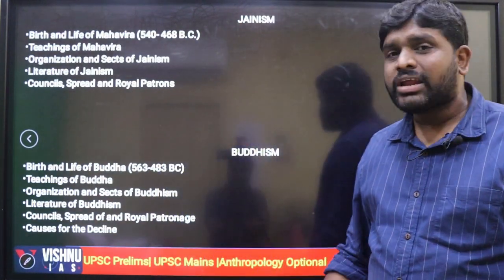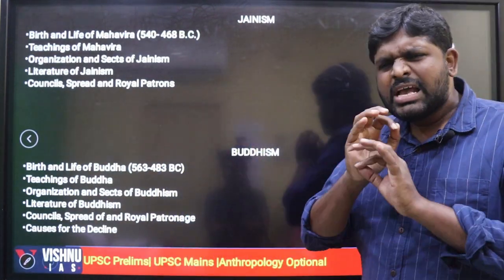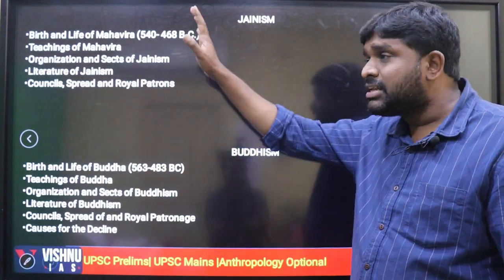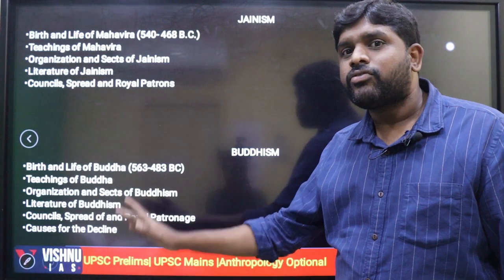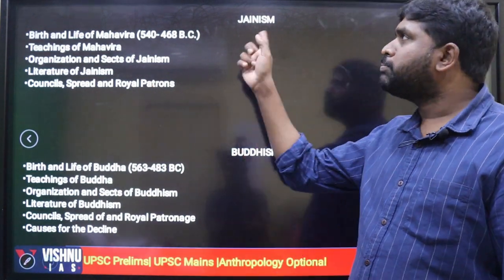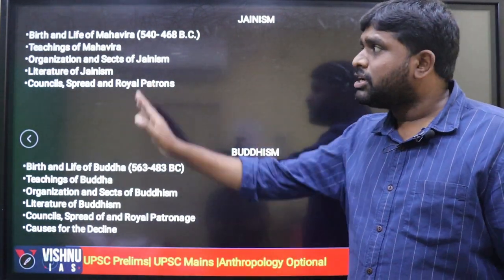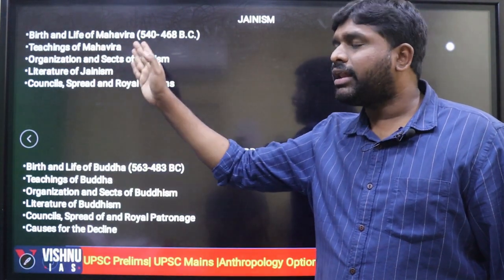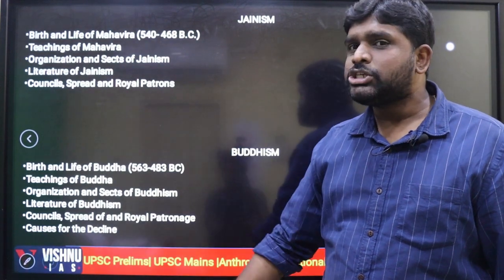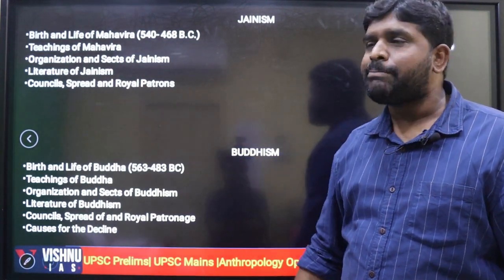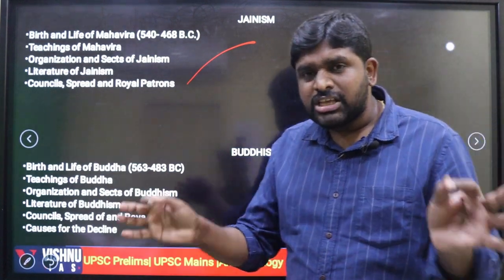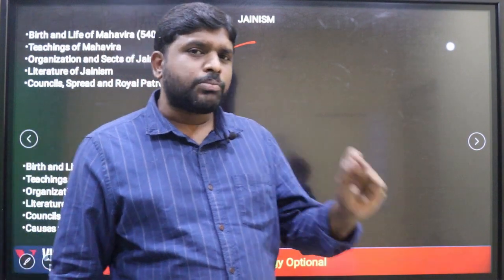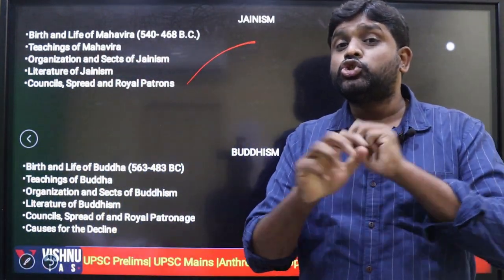The next topic in ancient India is Jainism and Buddhism. Compulsory expected question. That is the reason I put it in a single slide. Jainism: birth and life of Mahavira, teachings of Mahavira, organization and sects of Jainism, literature of Jainism, councils, spread and royal patrons. Everything about Jainism you need to know. Compulsory, one question will be there on Jainism or Buddhism, and the Indus Valley Civilization, sure short questions.